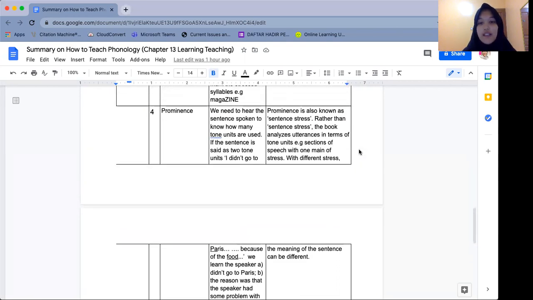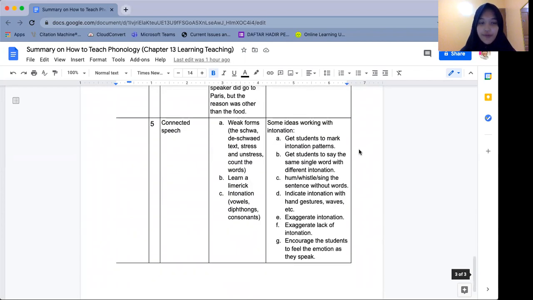Prominence is also known as sentence stress. Rather than sentence stress, the book analyzes utterances in terms of tone units, e.g., sections of speech with one main stress. With different stress, the meaning of the sentence can be different.